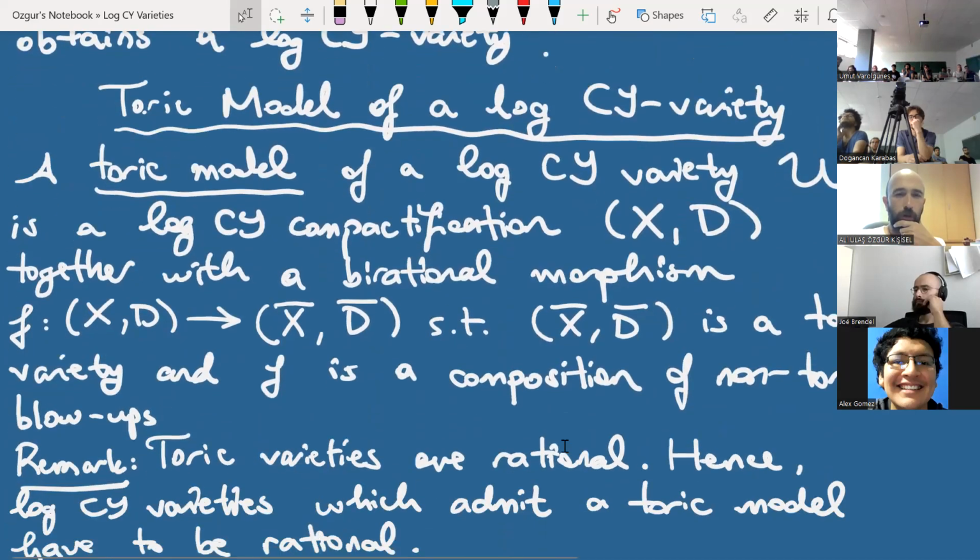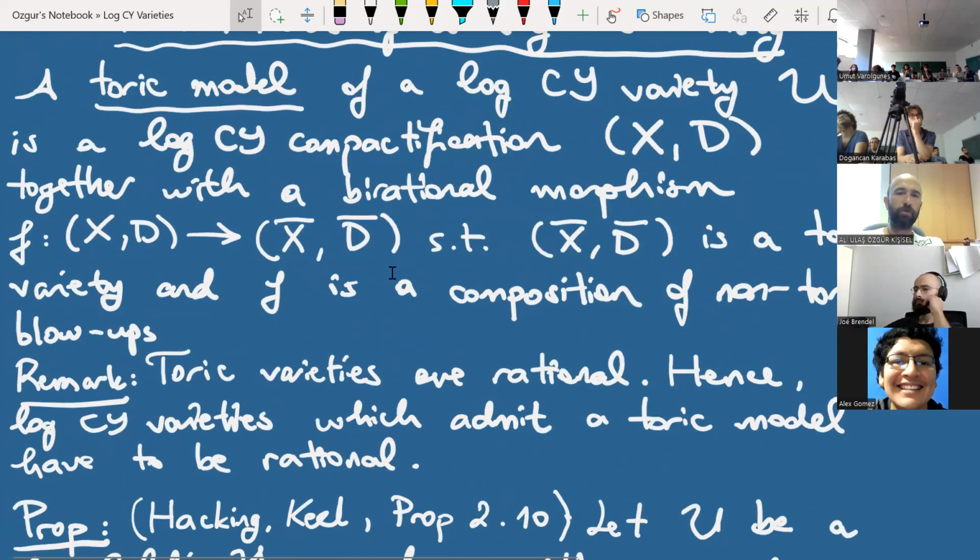Okay, so what is a toric model? A toric model of a log CY variety is a log CY compactification, X tilde, together with a birational morphism F to X bar, D bar, where X bar, D bar is toric and F is a composition of non-toric blowups. So something that essentially you could get as a toric variety plus some non-toric blowups.